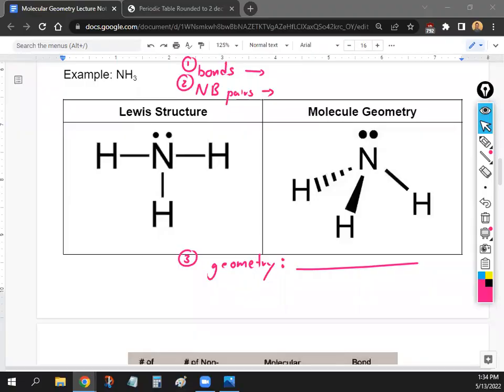Alrighty guys, let's go over this problem. If you take a look at this molecule, let's figure out the bonds first. We said bonds are the lines, and we look at the middle atom.